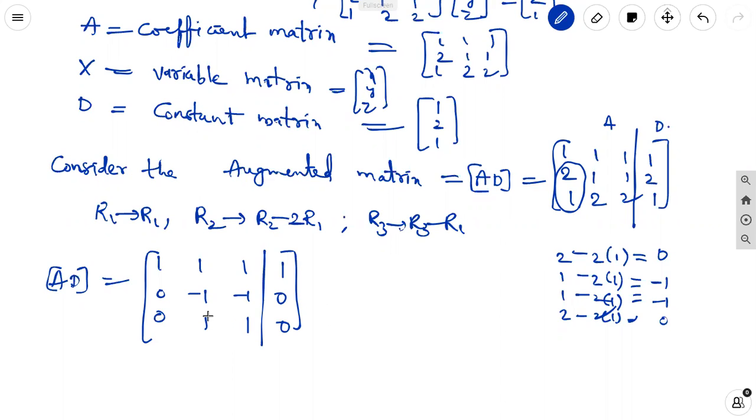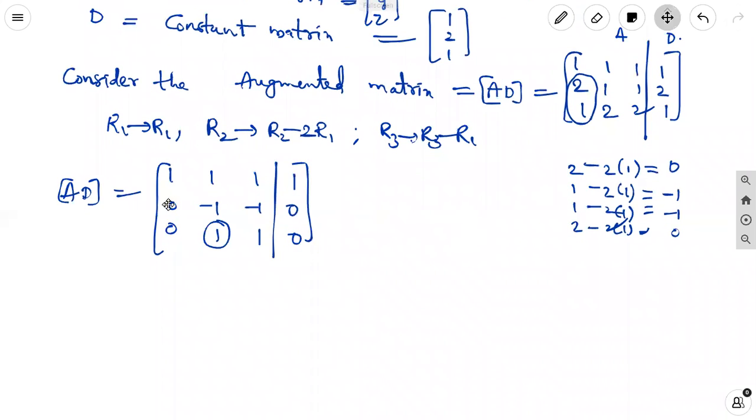Next, this element is reduced to 0, using the R2 row only. Why? Because the R2 row has the same first elements, 0, so there is no changing of the first elements. For that, we can operate with R2 only. So R3 becomes R3 plus R2. Then 0 plus 0 is 0.